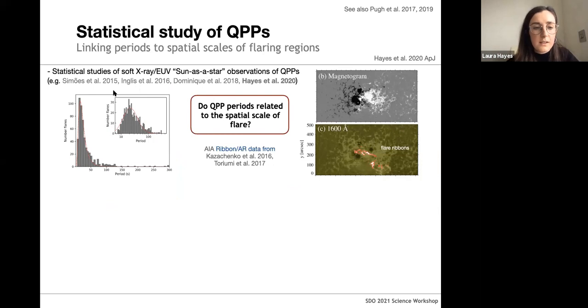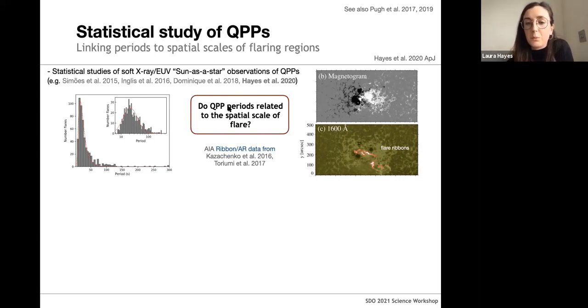And this is some work that I did where we looked at all the X, M, and C class solar flares of the past solar cycle with GOES, and looked at the period distribution of these pulsations that we detect. And we see that the period is around 10 to around 100 seconds, which overlaps nicely with what AIA can actually give us. But the question then is, if we see these pulsations in all these different flares, how is it related to the spatial scale of the flare?